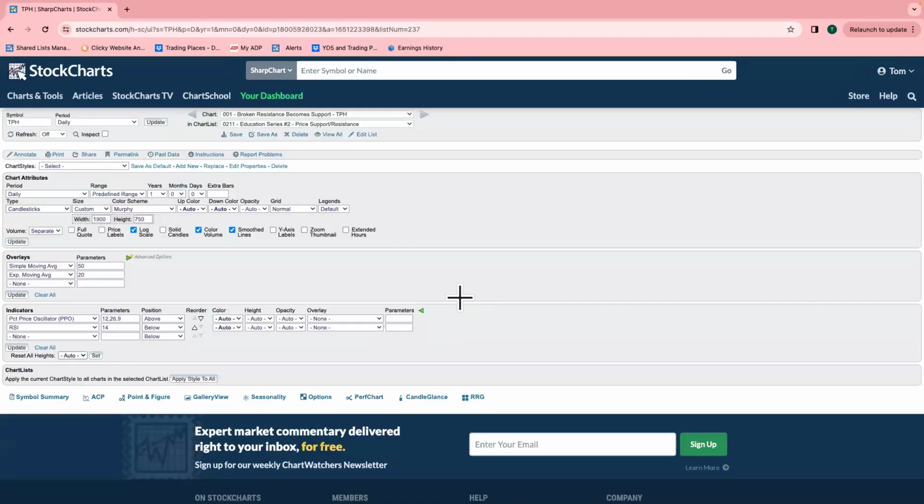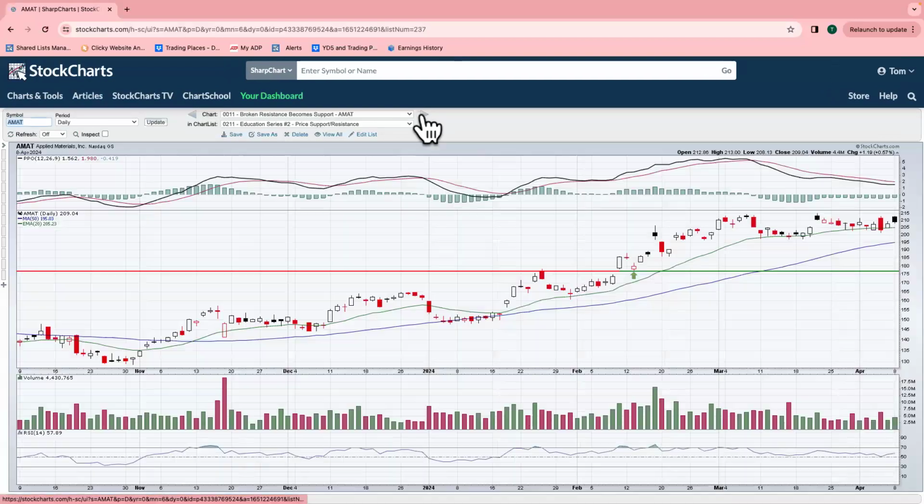I got another example for you. This one isn't probably as clear, but I'm looking at Applied Materials here. This was a situation where we went through resistance right here, came back down, maybe went a little bit below price support. Once we go through resistance, remember, it becomes support. Here we come down, we test it, bounce. Here we come down a little bit below, but now we're testing the 20-day moving average.